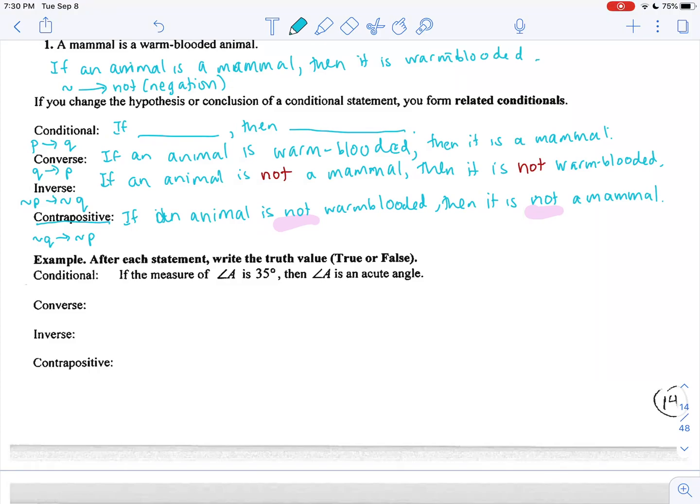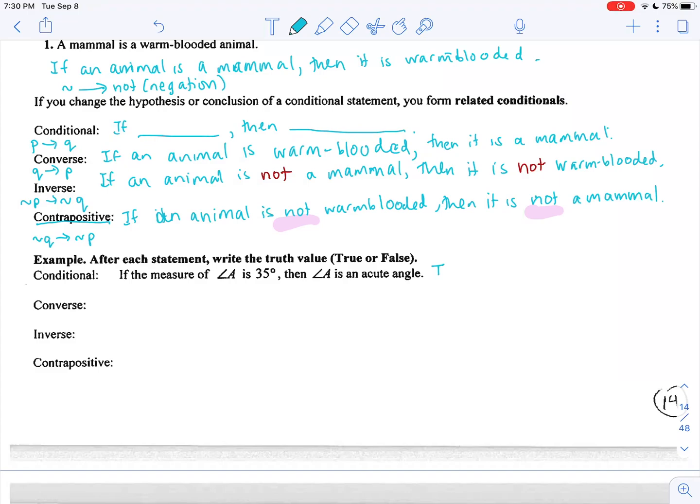So if the measure of an angle is 35 degrees, then A is an acute angle. So we're going to, is that true or false? We're going to determine that truth value, and that is true. If angle A is 35 degrees, then it is less than 90 degrees, therefore it is an acute angle.